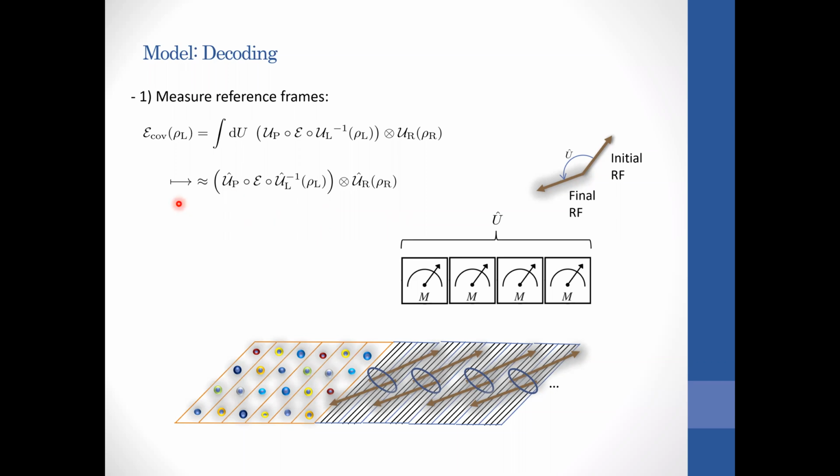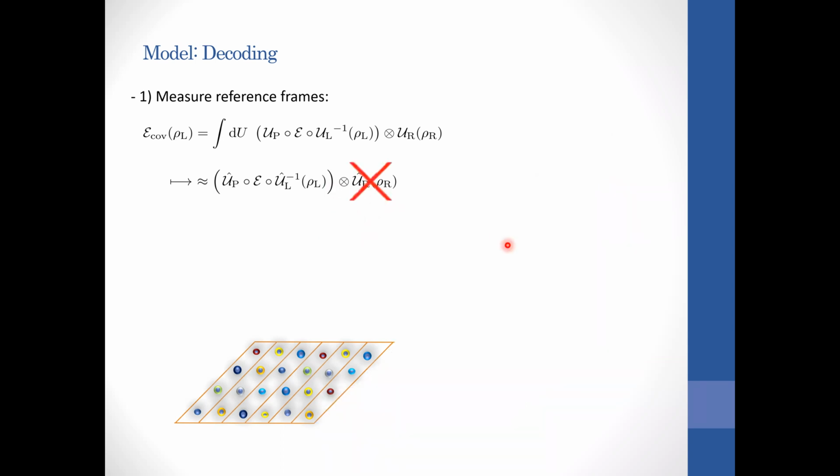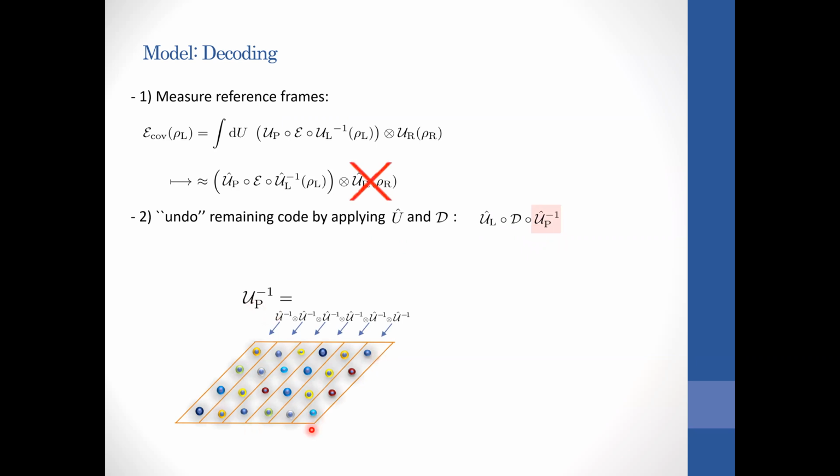And again, this is not exact, it's approximate, because these reference frames are finite dimensional, and therefore we introduce a bit of randomness. This is the source of the fact that the decoding is not perfect, and hence we are able to circumvent the no-go theorem. Now we can ignore the reference frames because it's a tensor product and we don't need them anymore. To finalize the decoding, we undo the remaining code by applying the unitary U and the decoder D from the subroutine as follows. First we apply the inverse on the physical qubits. Then we apply the decoding to get to the logical space, and to finalize we apply U_L, the unitary, one more time to get back our logical states before the encoding.